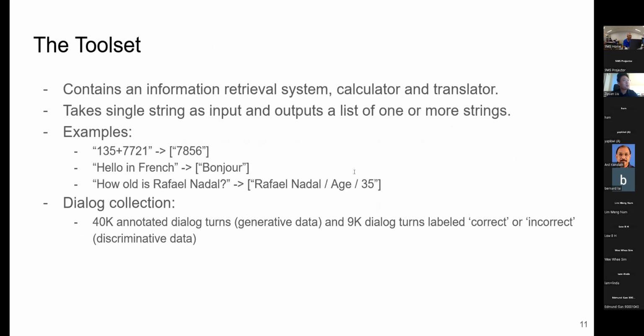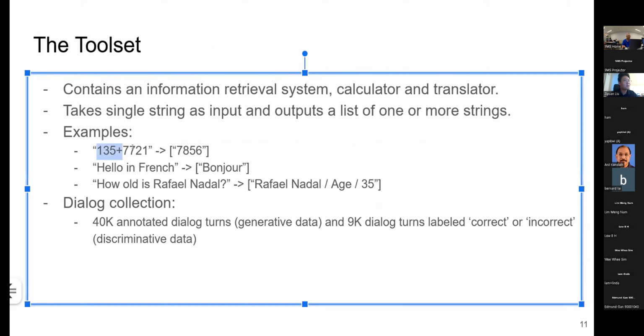So now you have a tool set that contains an information retrieval system, a calculator, and a translator. So it's like 135 plus 721 is 856. And then translator, hello in French, bonjour. How old is Rafael Nadal? Rafael Nadal, age 35.